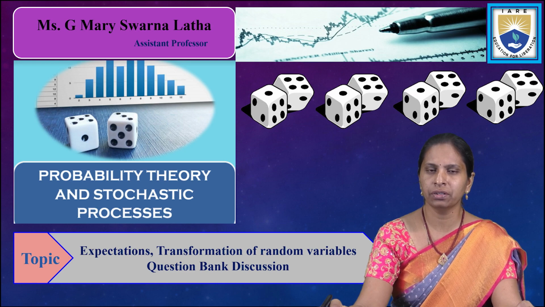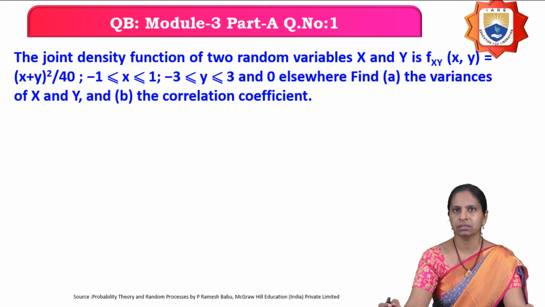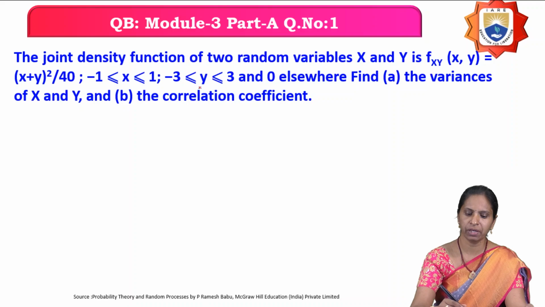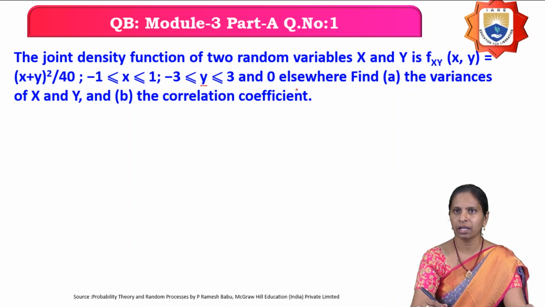In today's lecture, we are going to discuss the problems on the expectations and transformations of multiple random variables. First problem: the joint density function of two random variables x and y is f_XY(x,y) equals (x plus y) whole square by 40, when x is from minus 1 to 1 and y is from minus 3 to 3, and it is 0 for other values of x and y. Find, first, the variances of the random variables x and y, and second, the correlation coefficient of the random variables x and y.